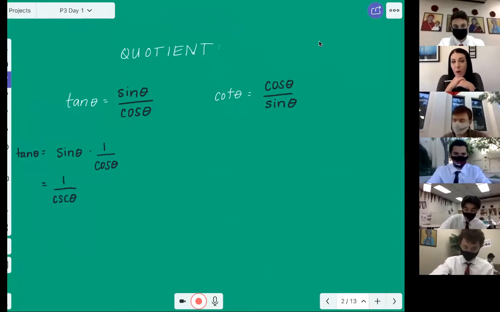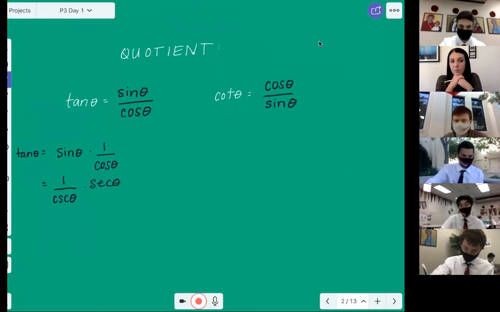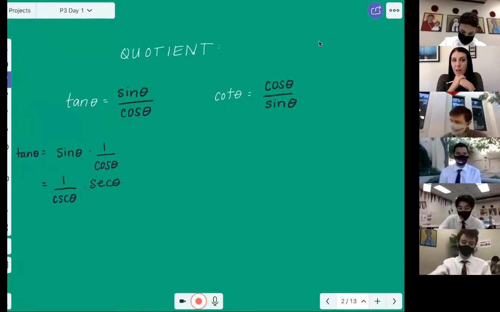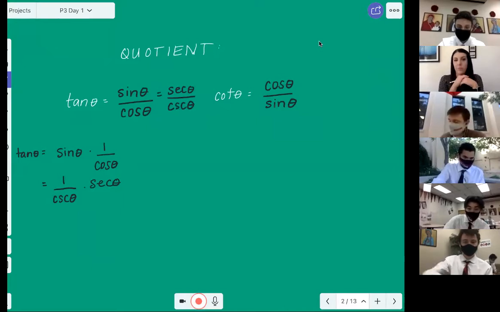And since I have a 1 over cosine, if I use the reciprocal identity there, that would be equal to secant of theta. Does everybody see how I got to those two different values? Sine is the same as 1 over cosecant, and 1 over cosine is the same as secant. So another thing that tangent is equal to is actually secant of theta over cosecant of theta. Using my reciprocal identities, I can come up with that.